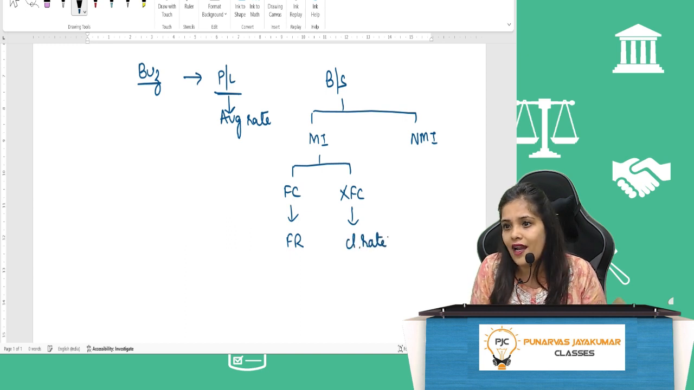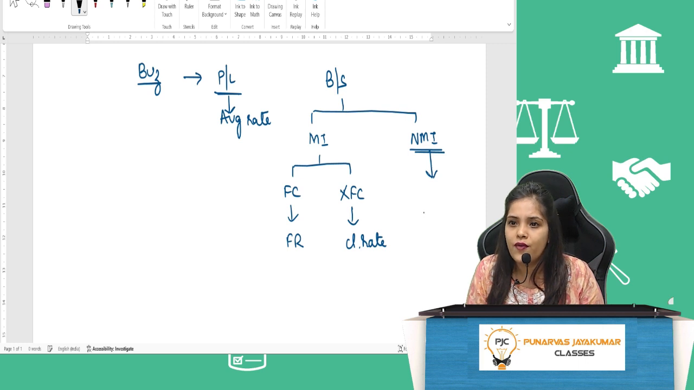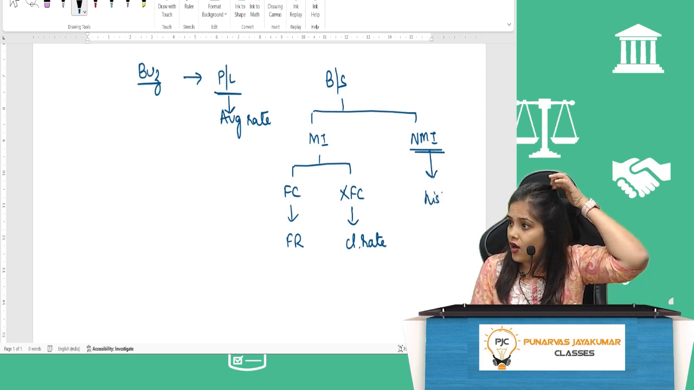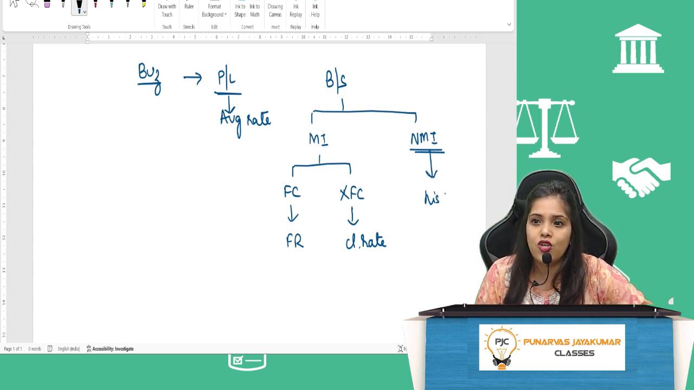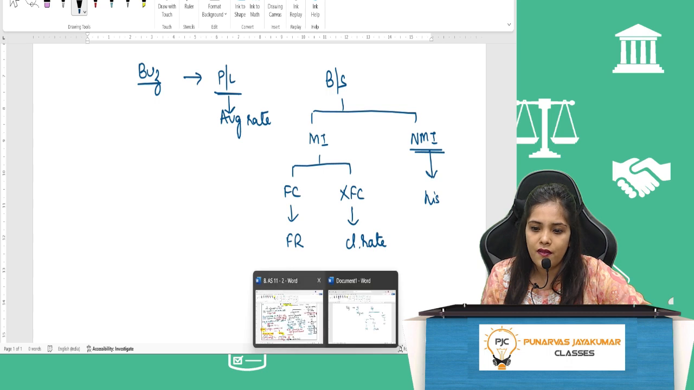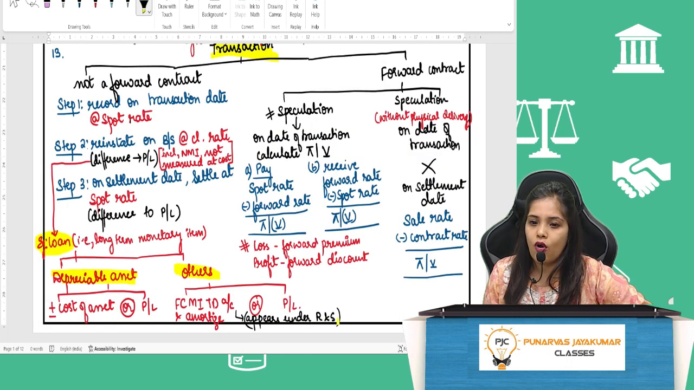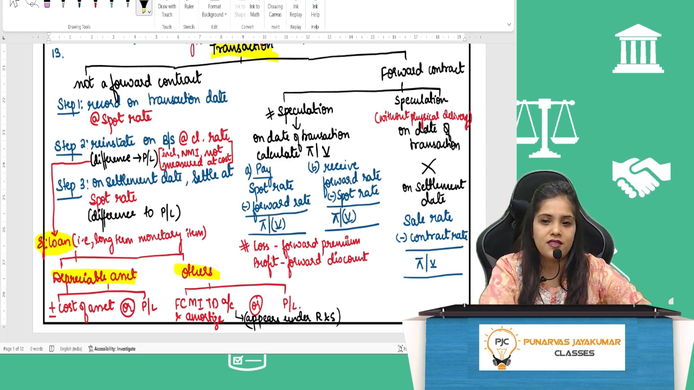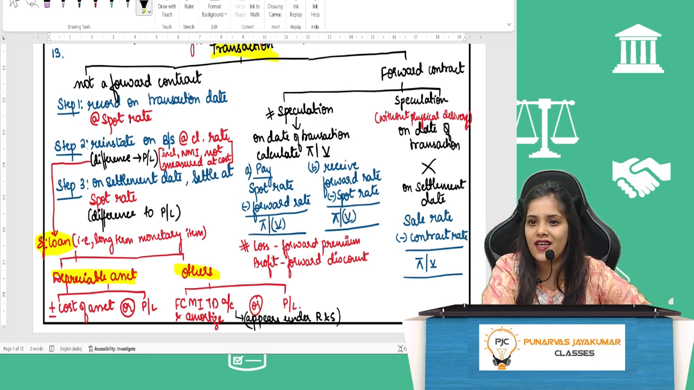And if it is a non-monetary item, then what you will do? Record it at historic rate. Historic rate is what? The date on which the transaction had actually happened. Clear till here? Okay. This is a quick look of how it will appear. Okay. This was a quick revision of AS 11.